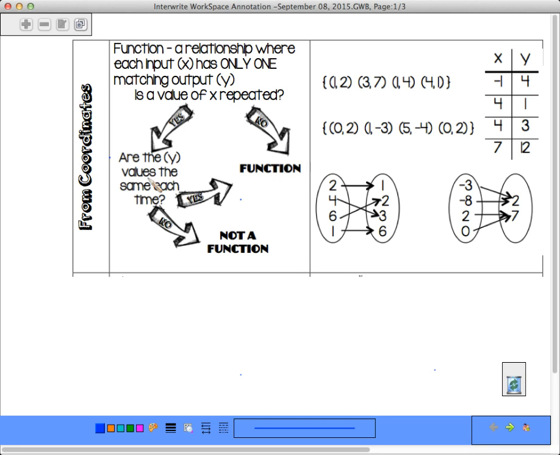If it is repeated, then we have to decide if the y values are the same each time. If they are, then it's still a function. But if they're not, then it's not a function. So x can't cheat. X can't be with more than one y.